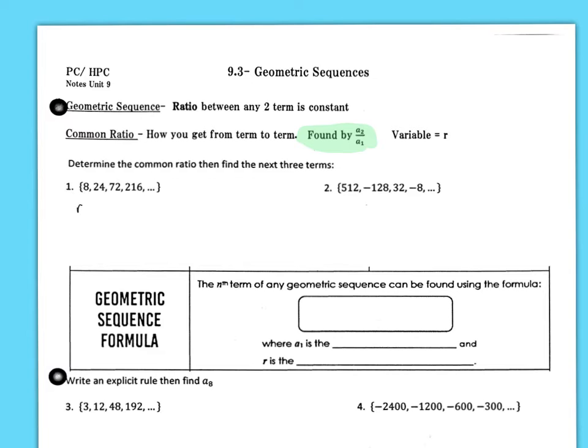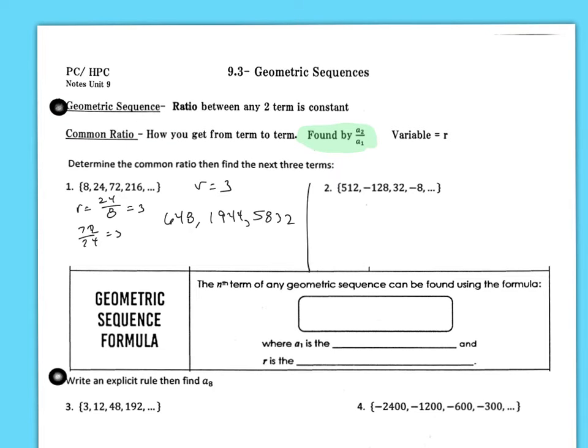To find the ratio, you can probably tell we're multiplying by 3, but you could do 24 divided by 8, and that's a 3. If you check it again, 72 divided by 24 is also 3. So the ratio does seem to be 3, and now we just start multiplying. 216 times 3 is 648. Then 648 times 3 is 1944. And 1944 times 3 is 5832.